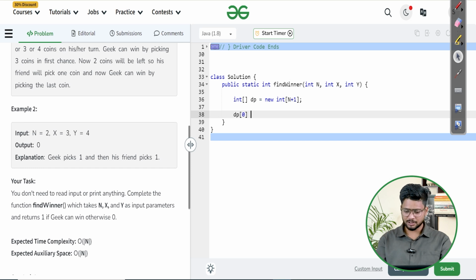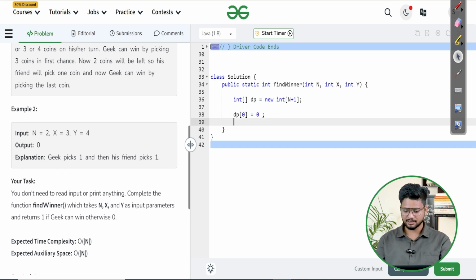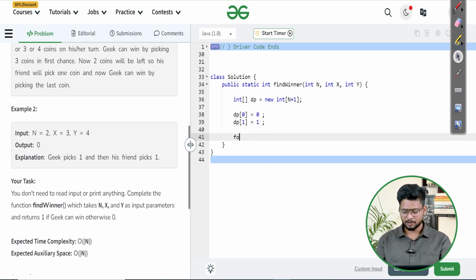If we have 0 coins, then what is going to be the answer? It is 0, so he is going to lose. If we have 1 coin, then what is going to be the answer? Then player A will win. So we have to start from index 2, int i equals to 2, then i less than dp.length and i plus plus.